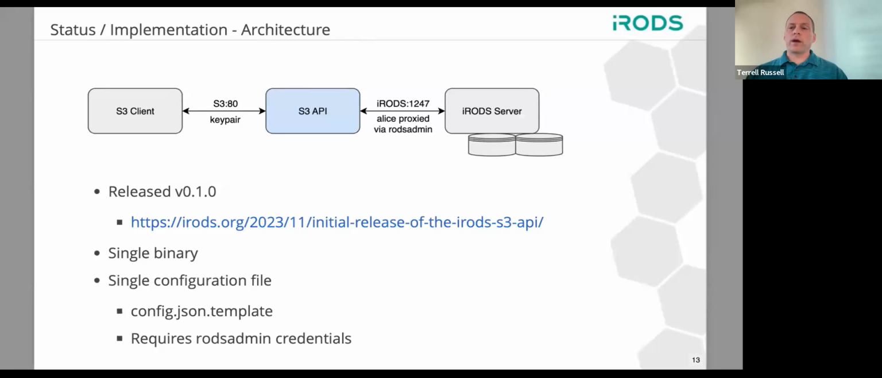So the way this ends up working, we have a single binary sitting in front of the iRODS server. It is listening to S3 clients. They are coming across regular HTTP or HTTPS, depending on how it's configured. They show up with a key pair, and we have to translate that into an iRODS username and then speak the iRODS protocol out of the other side of the API to the iRODS system. That means that this binary does require rodsadmin credentials to do that proxying, but it is a single binary with a single config file.